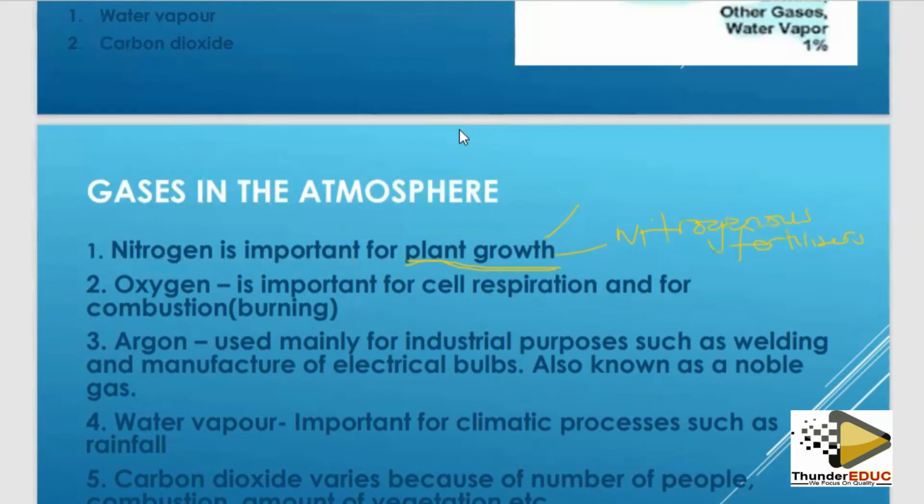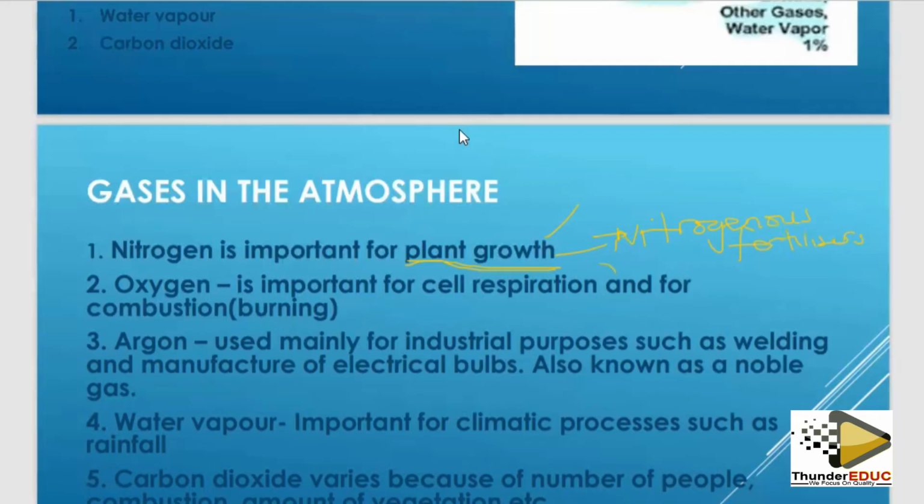And also, if you talk of nitrogen fixing, which happens naturally, it's also a process where nitrogen is extracted from the atmosphere and fed to the soil. It's a very important process which results in the enrichment of soil, which is beneficial for the growth of plants.